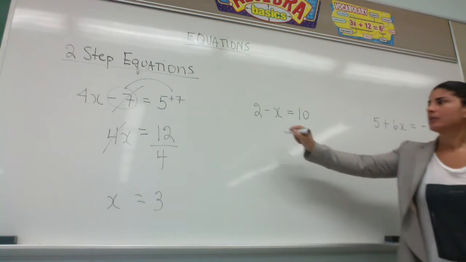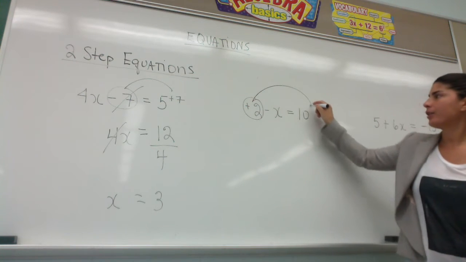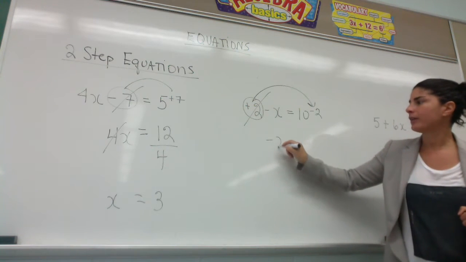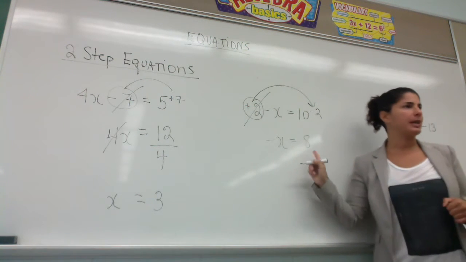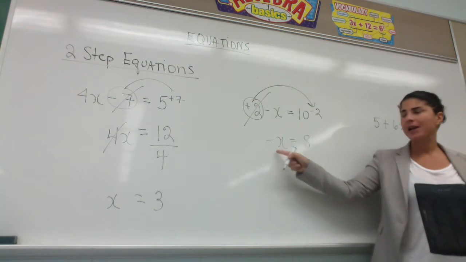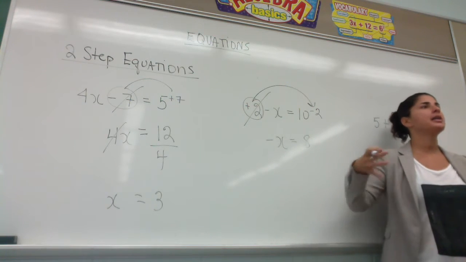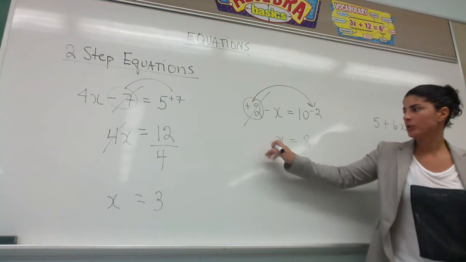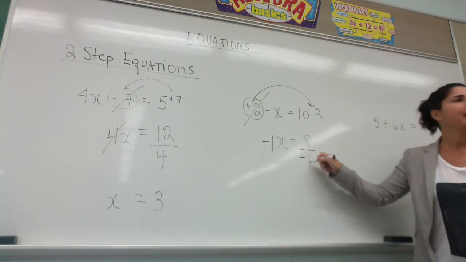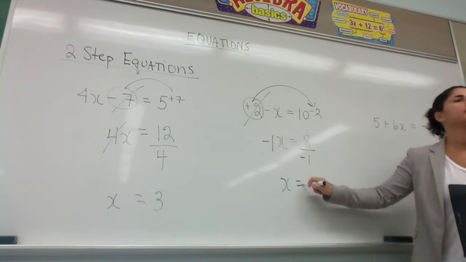Now this one, there's a plus 2 here. Take the plus 2, carry it over as a minus 2. This comes off. I'm left with, now I never showed you this. This is why I put it here. I never showed you what happens if I have a negative x. Well, it's actually a negative 1. So I'm going to show you with the negative 1 that I divide by negative 1, and all it really does is change the sign. So x is now equal to negative 8.